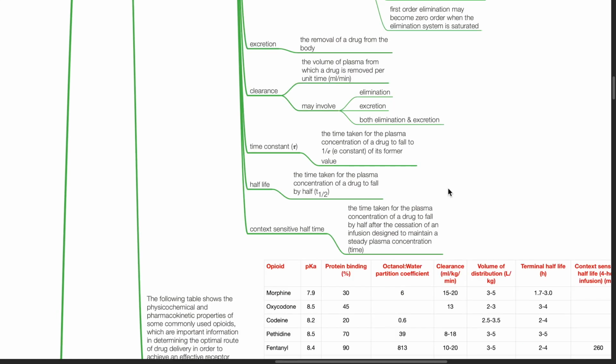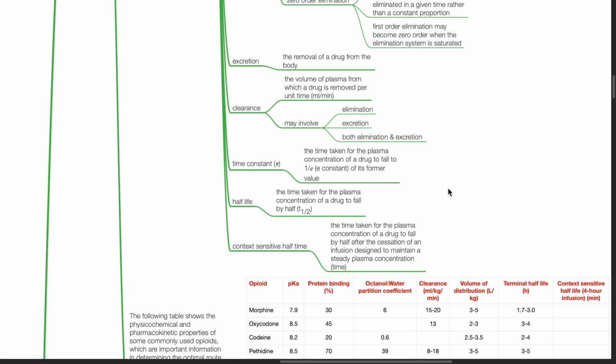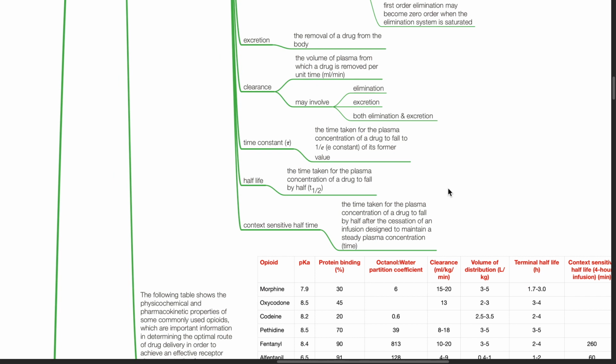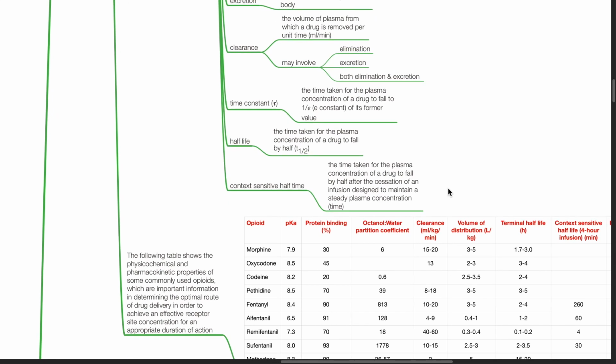Time constant refers to the time taken for the plasma concentration of a drug to fall to 1 divided by e of its former value. Half-life refers to the time taken for the plasma concentration of a drug to fall by half. Context-sensitive half-life refers to the time taken for the plasma concentration of a drug to fall by half after the cessation of an infusion designed to maintain a steady plasma concentration.